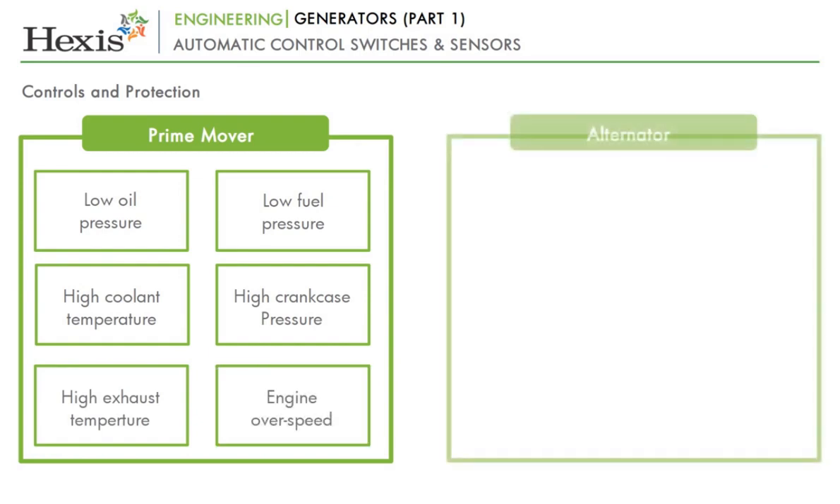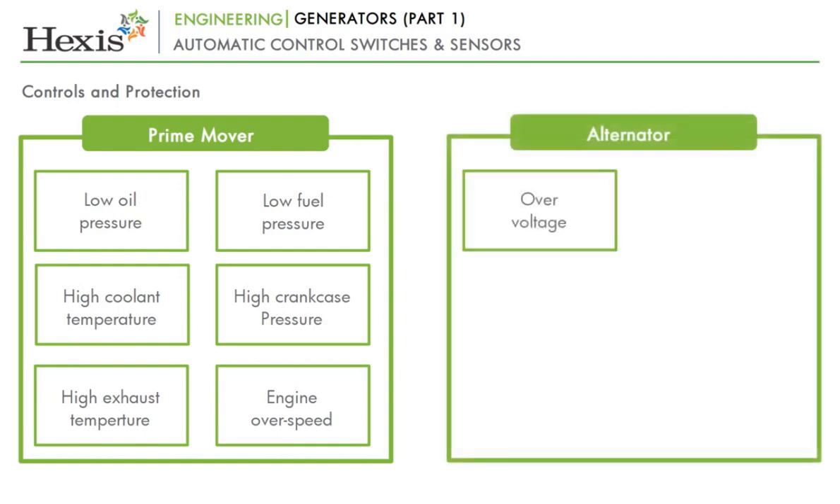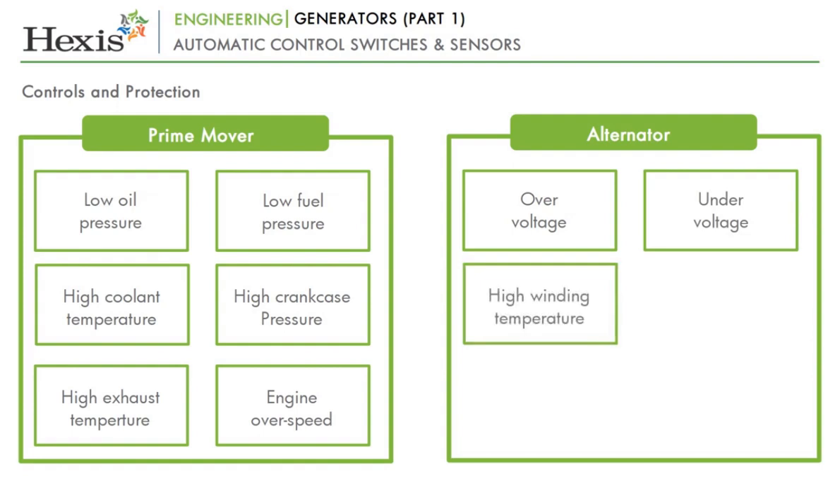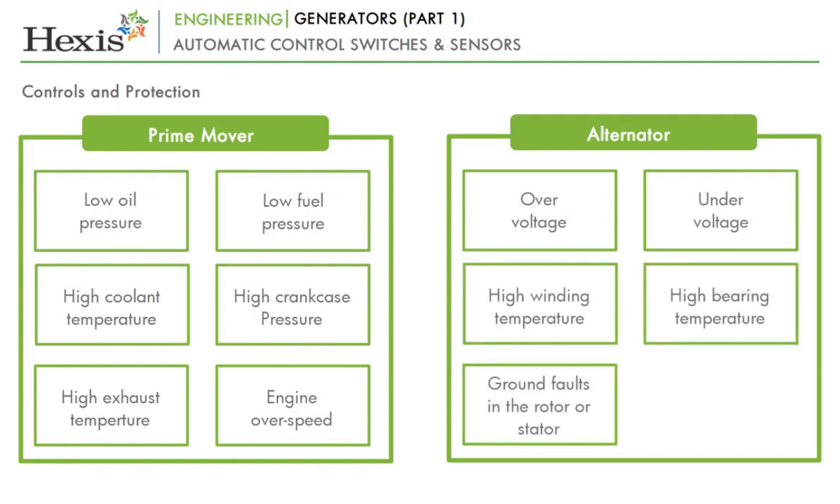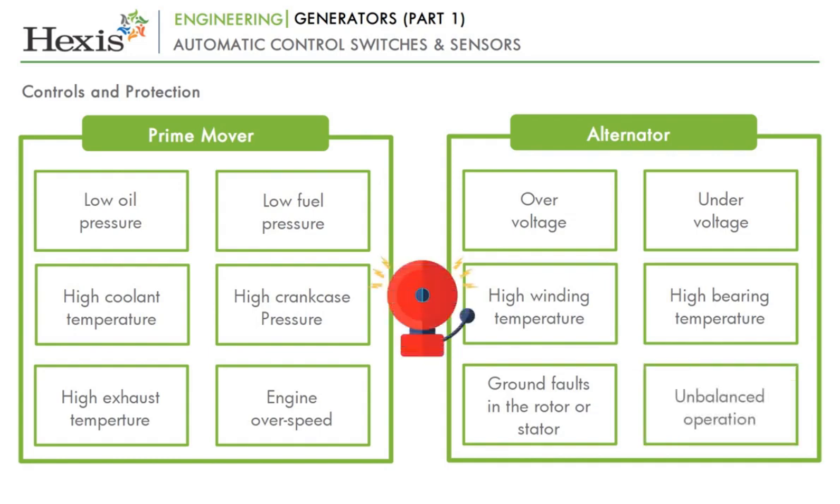Similarly, an alternator side may include protections for overvoltage, undervoltage, high winding temperature, high bearing temperature, ground faults in the rotor or stator, and unbalanced operation. These alarms are available on the local panel as well as the remote panel.